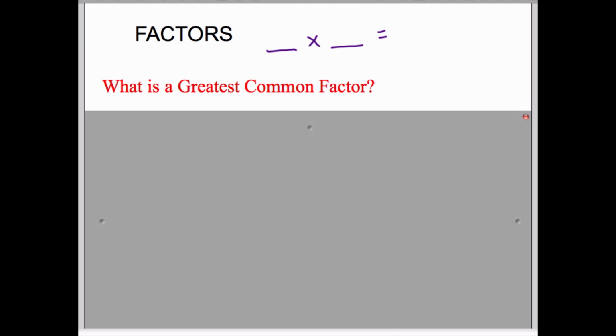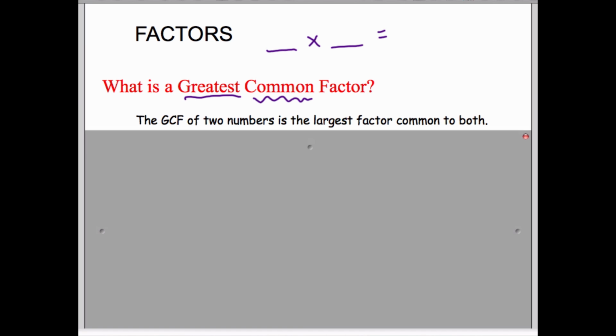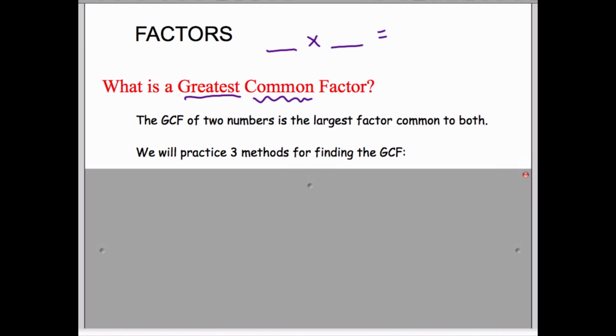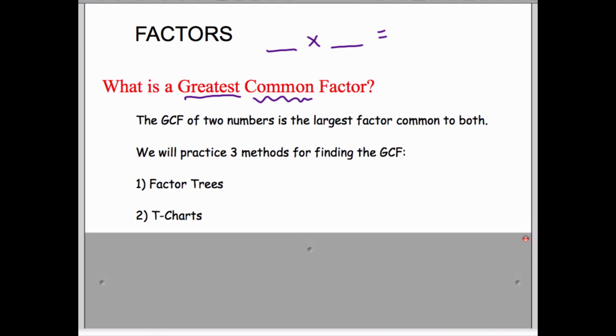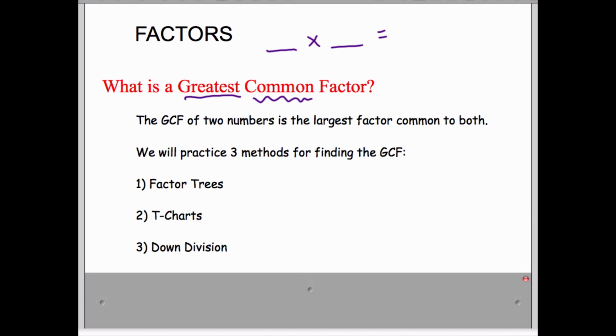So when we're looking for greatest common factor, we're really comparing two separate numbers and thinking about the biggest factor that they both have. That's what it means to be in common. So the largest factor that's common to both. We have three different ways to find those. We'll practice one of each: factor trees, T-charts, and using down division.